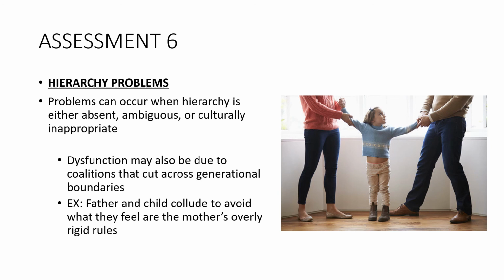Dysfunction may also be due to coalitions that cut across generational boundaries. So the example would be the father and the child collude, basically get together to avoid what they feel are the mother's overly rigid rules. So the daughter and the father will team up because they don't like what the mom is saying. Instead of communicating with everyone and saying, you know what, we need to let go of some of this stuff, instead you're going to team up and go against the mom or something like that.